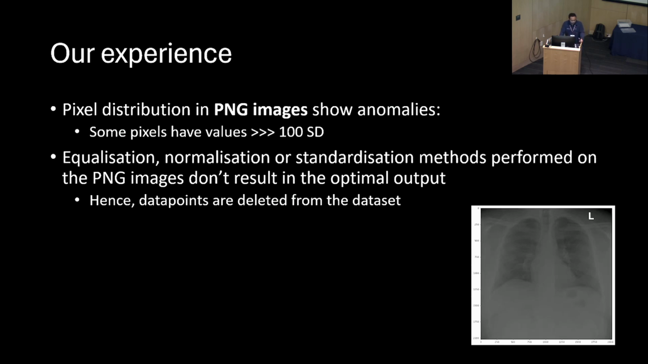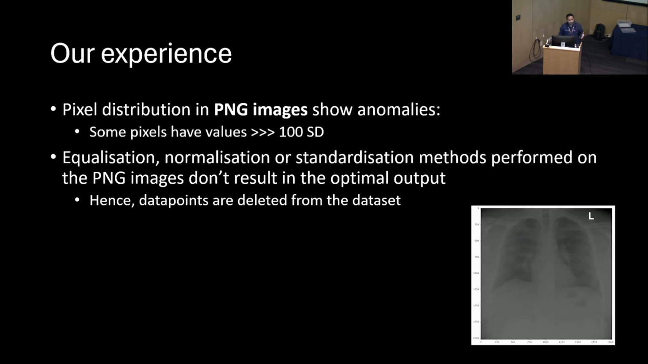So then we had to delete these data points, which was not really good because it lowered our total image numbers. Here, for example, is an image where, in the previous talk, Mali showed an underexposed image, but you can see the marker, which is this letter L, is a very high intensity pixel. So you can see the standard deviation is very high.